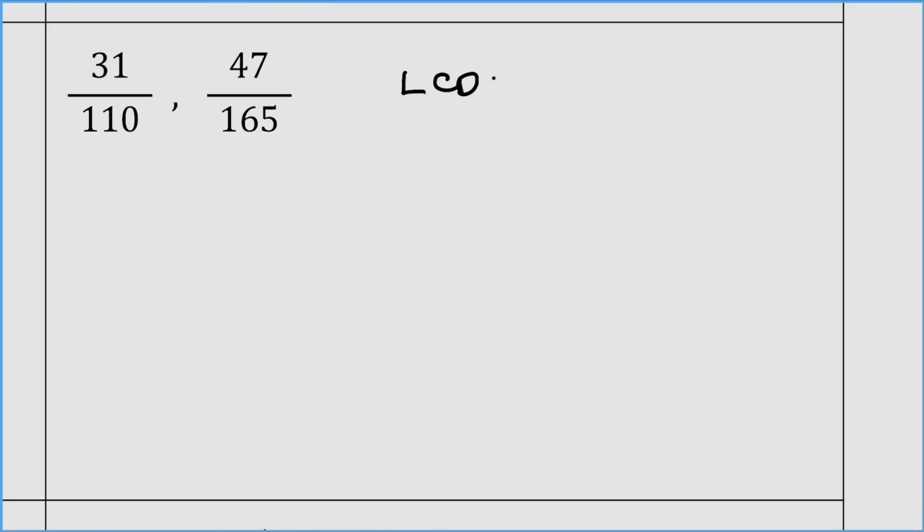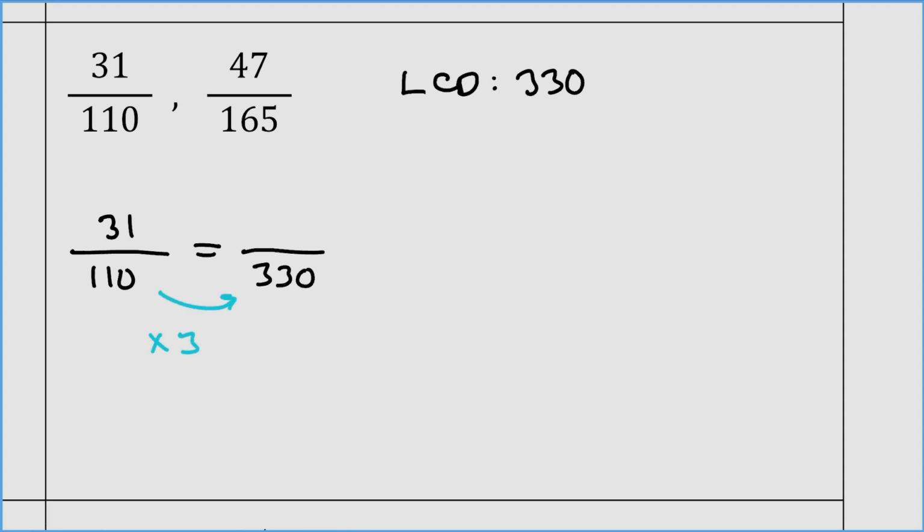The least common denominator here was 330. So 31 out of 110 equals what out of 330? Here we're multiplying by 3 times 3. 31 times 3 is 93. Don't overthink that one. You could do that in your head too.